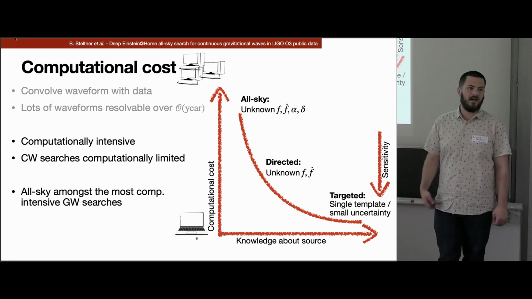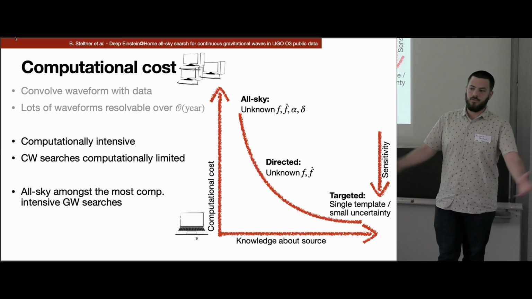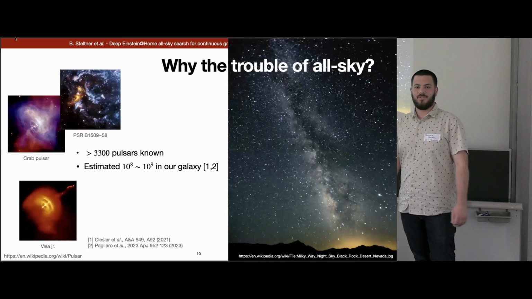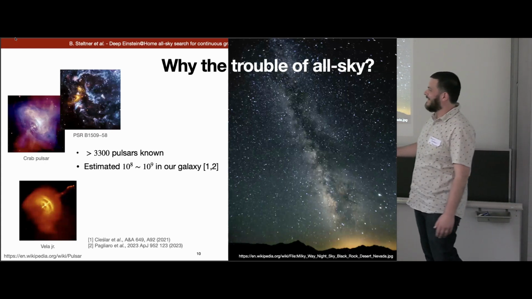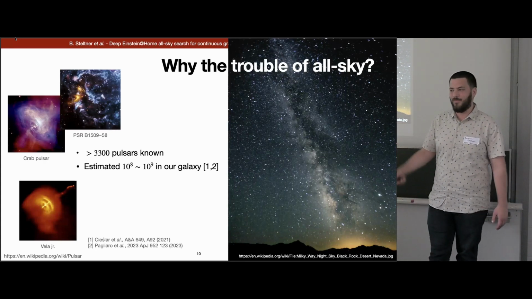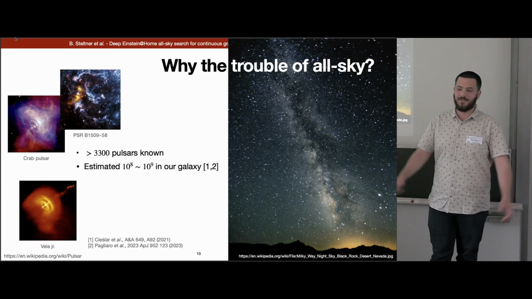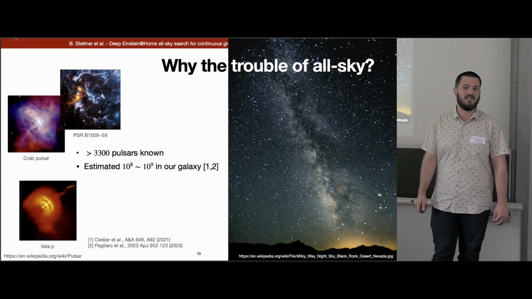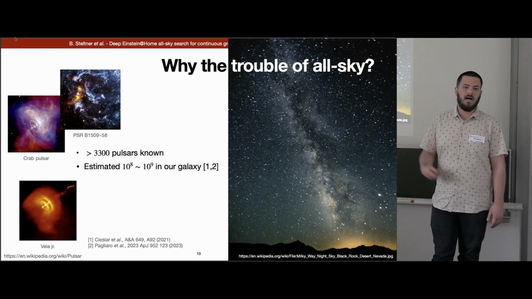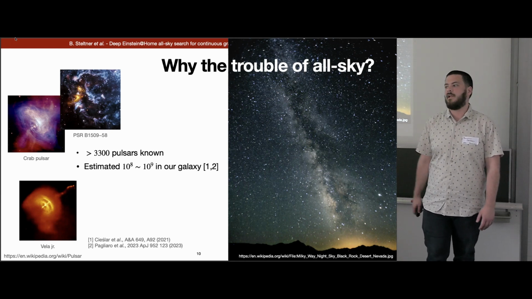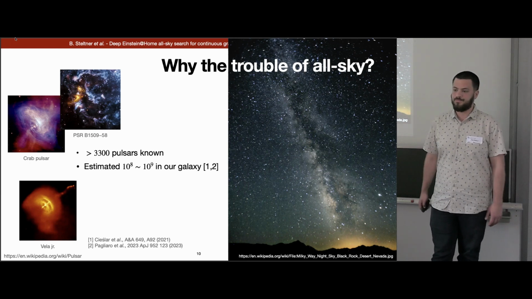Anyway, all-sky searches are amongst the most computationally intensive gravitational wave searches, so one could ask the question, why go to the trouble of an all-sky search? You know this better than I do, but there are 3,300 pulsars or more known electromagnetically, but depending on who you ask, there could be 10^8, 10^9 neutron stars in our galaxy, which is sort of our range, which are sort of hidden from electromagnetic observers, so it's a very rich population of targets.